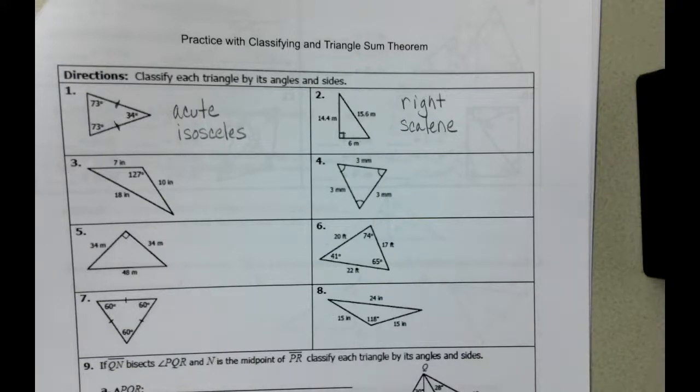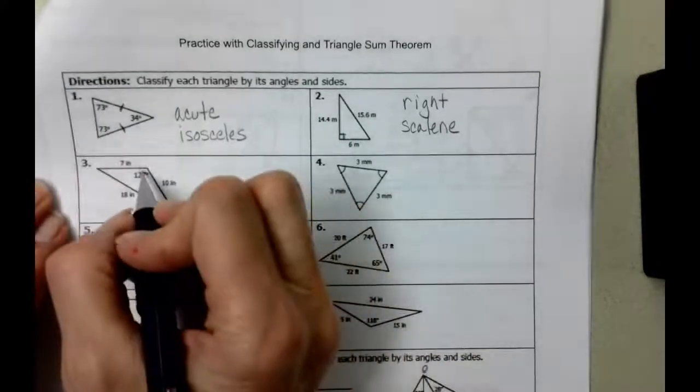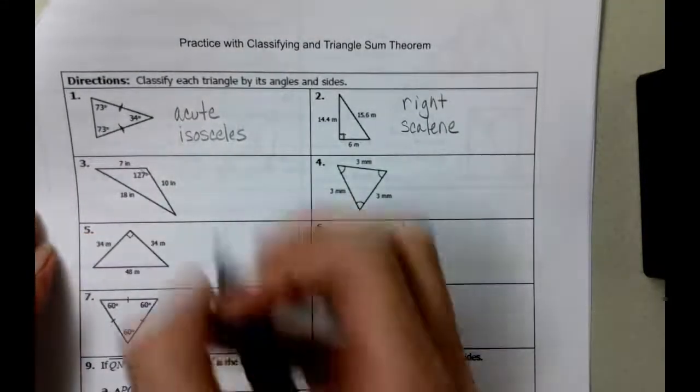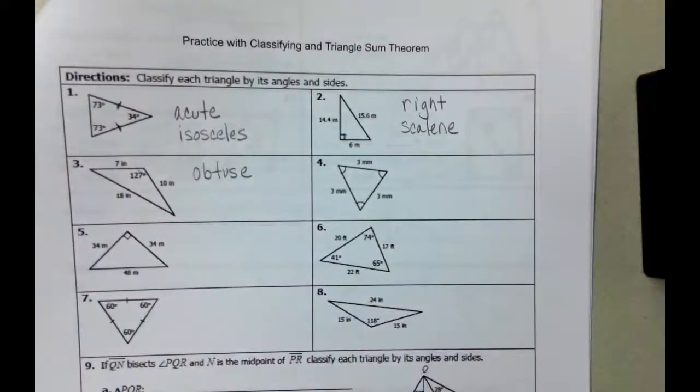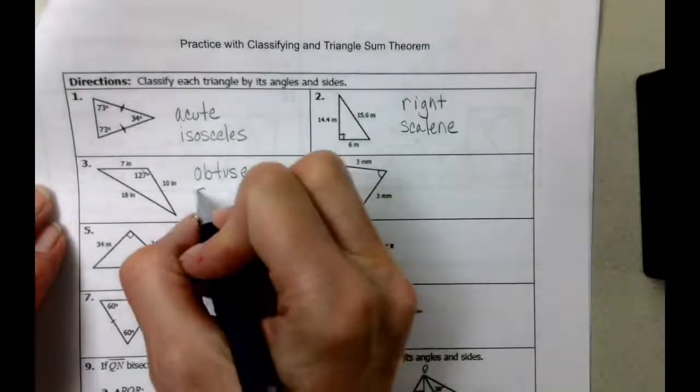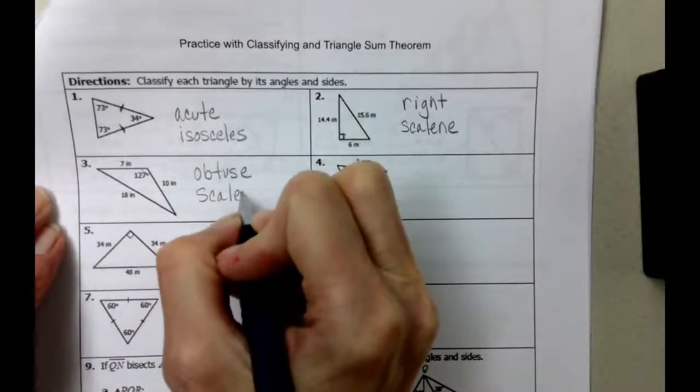Problem number 3, classifying it by its angle. This angle is 127 degrees, which is obtuse. And then, like problem number 2, we've got a length of 7 for the side, 10, and for 18. And again, we can call that scalene.